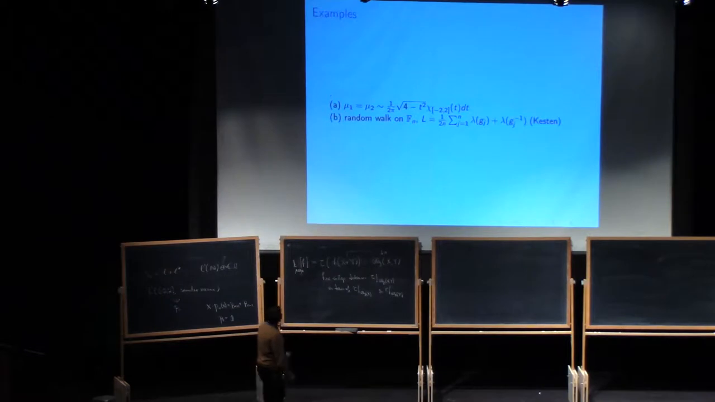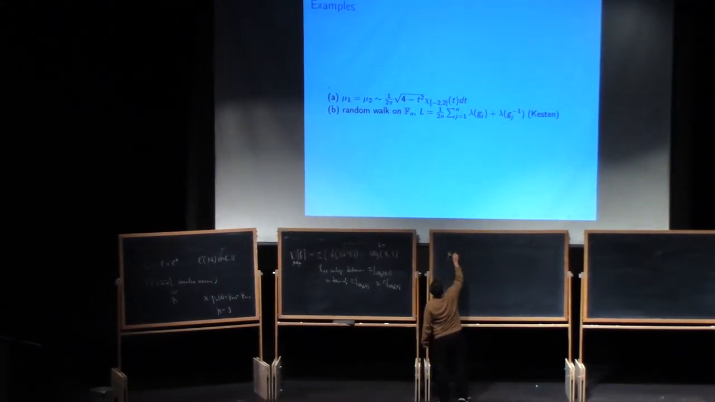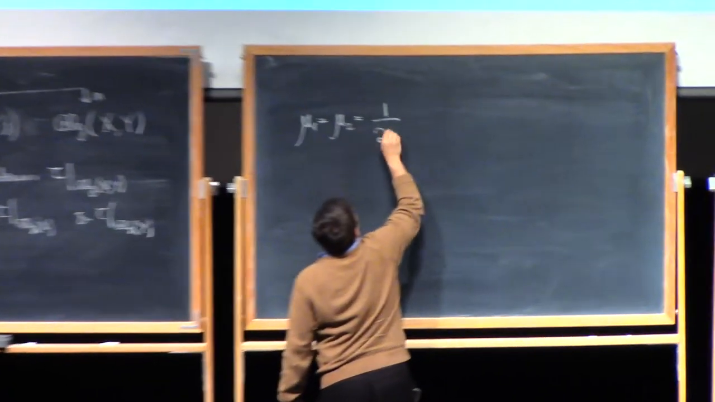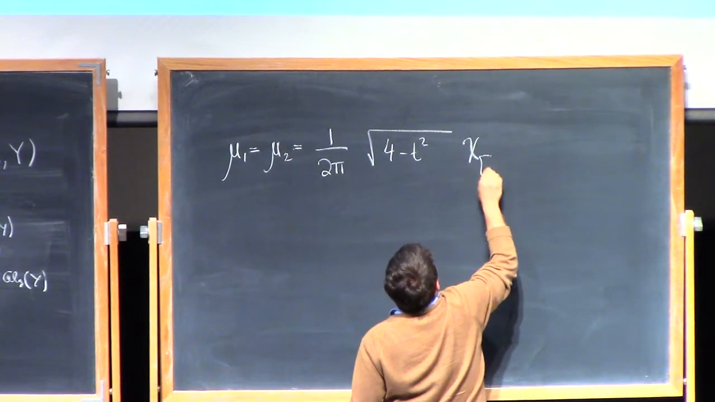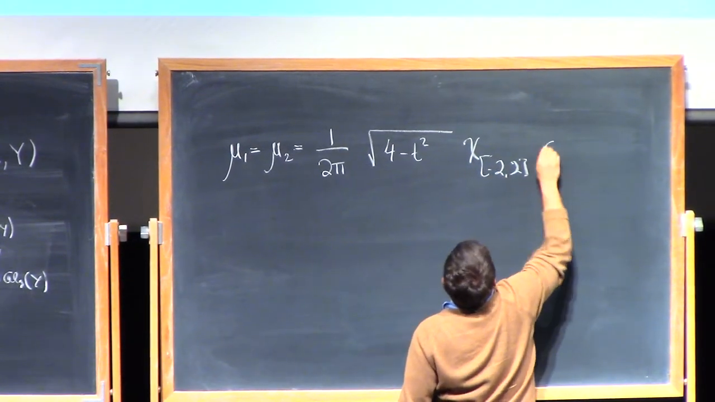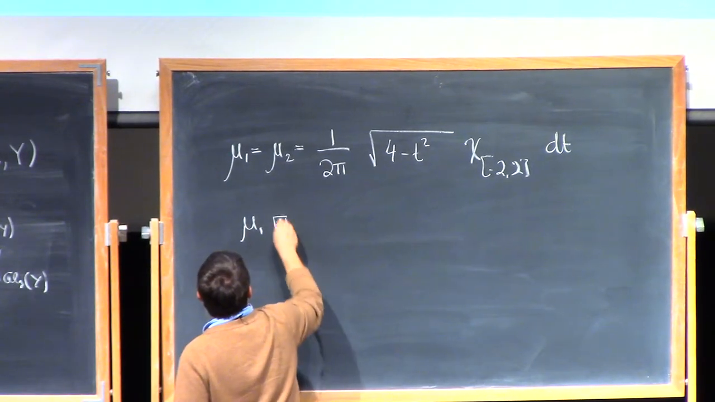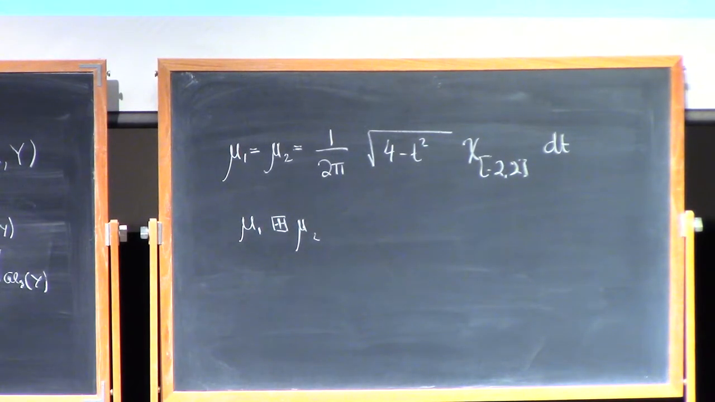All right, so let's just do two very simple computations. Suppose I take mu1 equals mu2 equals the semicircle law. What is mu1 box plus mu2? Anybody know? It's again the semicircle law.